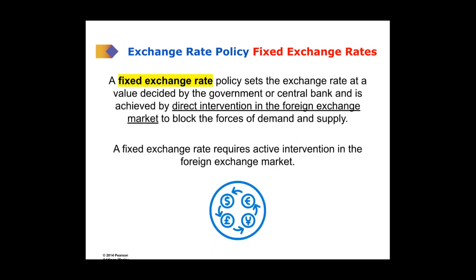An alternative to that is to have a fixed exchange rate. In this case, you have a desired exchange rate you'd like to achieve. And then if the market brings the exchange rate away from the target that you desire, then you use market intervention, buying and selling foreign exchange in order to block the forces of supply and demand. And so a fixed exchange rate requires an active intervention in the market for foreign exchange.